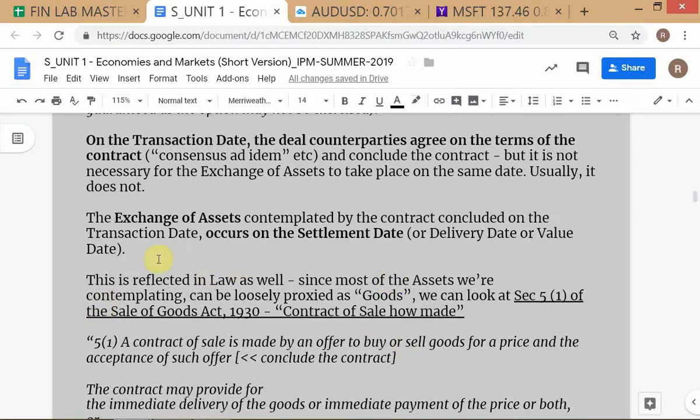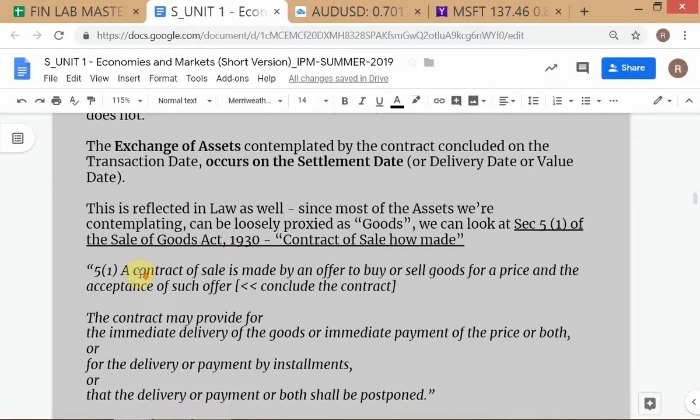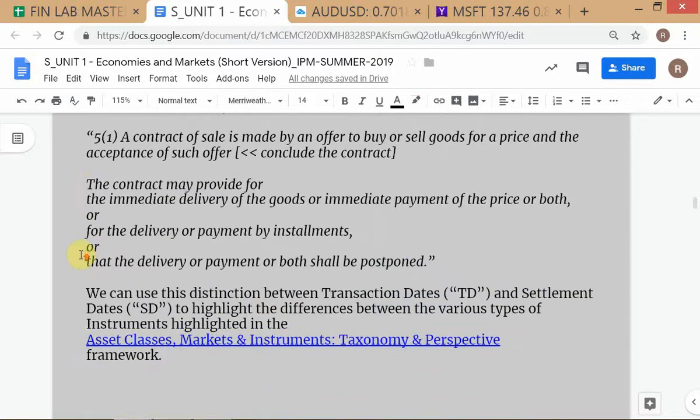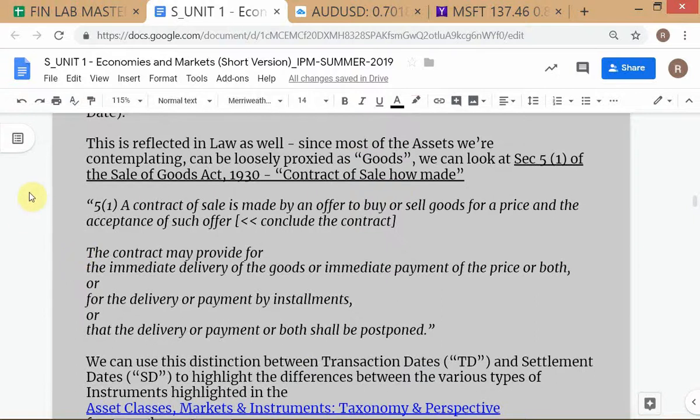Okay. So the exchange occurs on the settlement date, sometimes also called delivery date or value date. Okay. So if you see here, we want to study everything from a multidisciplinary perspective. So we can quickly flip here to the Sale of Goods Act in India. Okay, if you look at section 5.1, it actually takes care of this kind of a situation. See what 5.1 says. Just read this italics part.